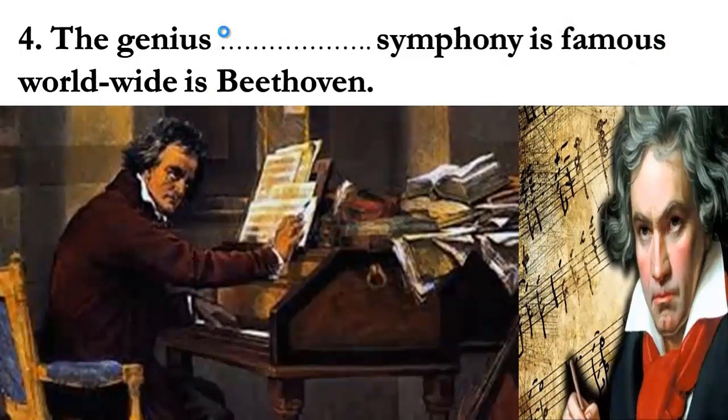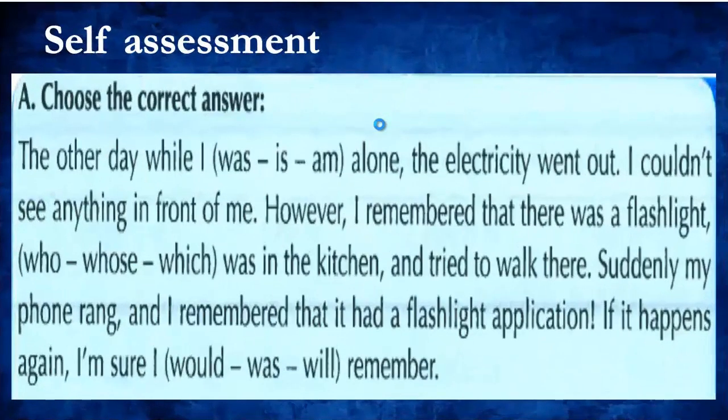Number 4, the Genius Symphony is famous worldwide is Beethoven. So here, the Genius Symphony is famous worldwide is Beethoven. Okay, the answer here is whose, which refers to position.